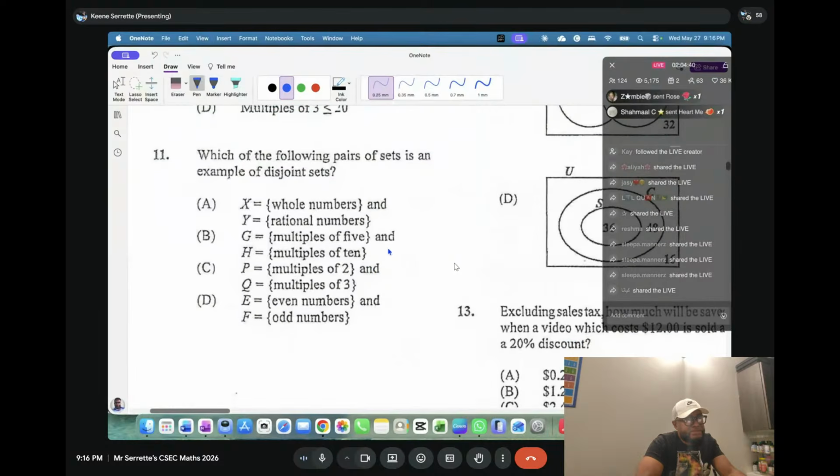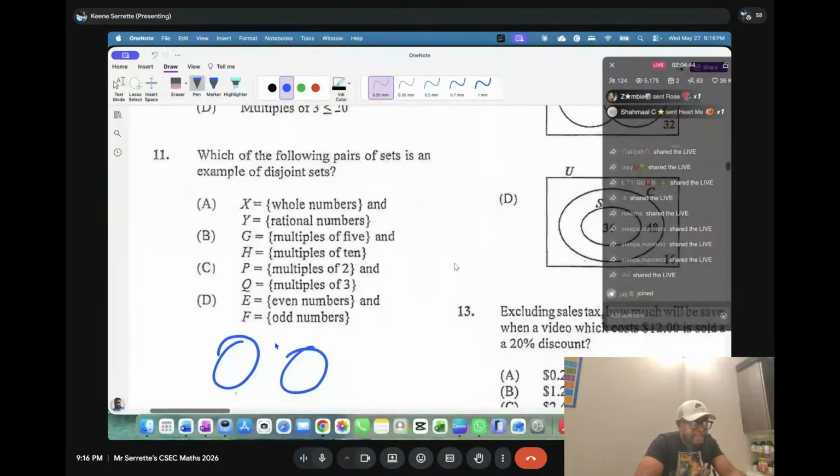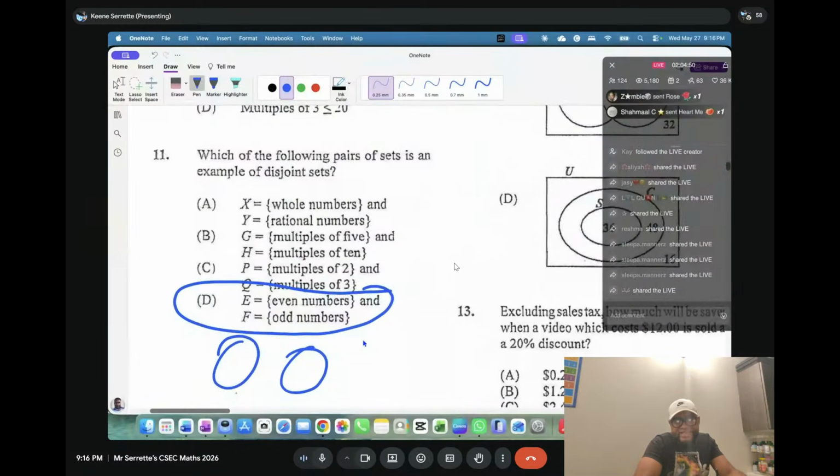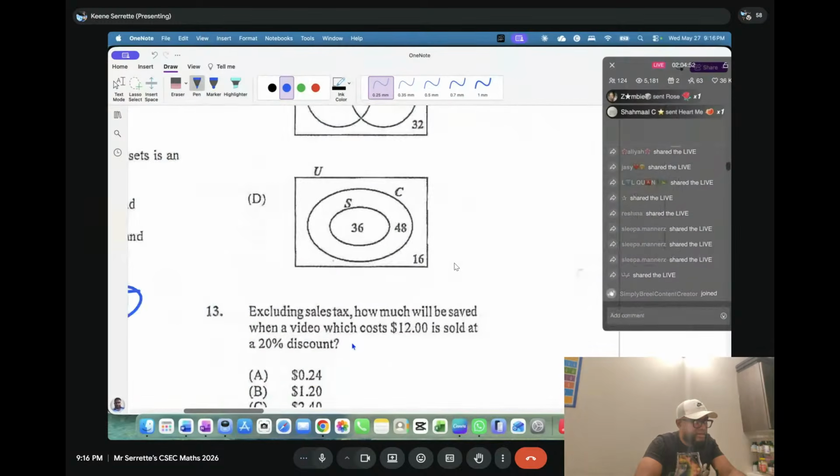Which of the following subsets are disjoint? Disjoint means they do not join. Could even numbers ever be odd? They are disjoint. They never intersect. Right?